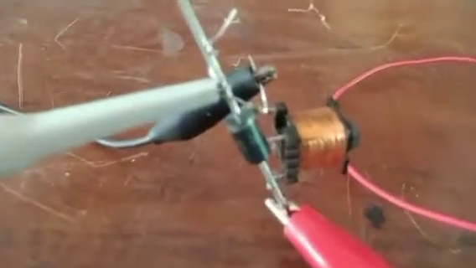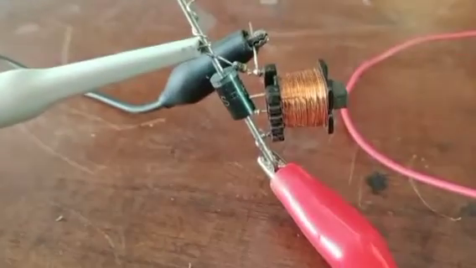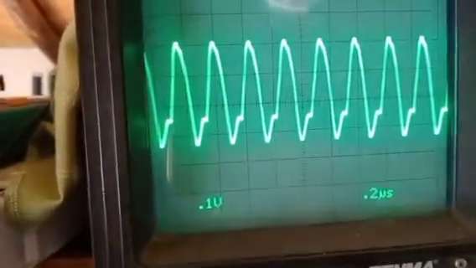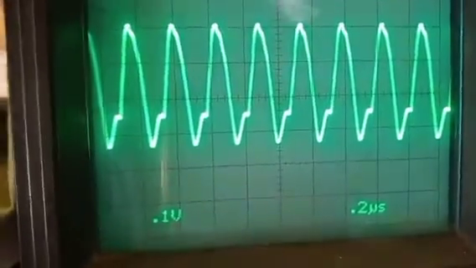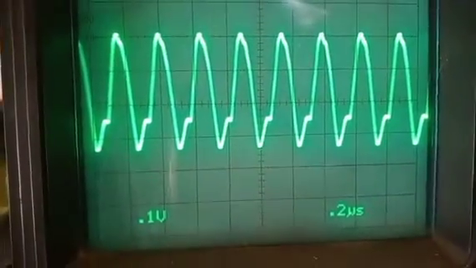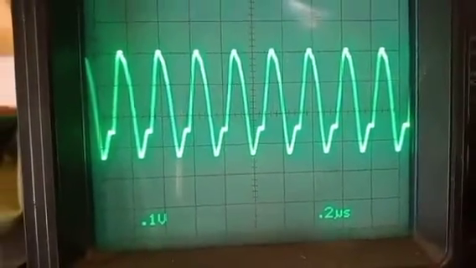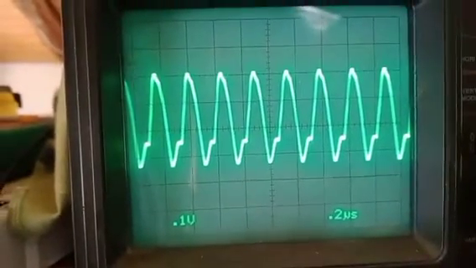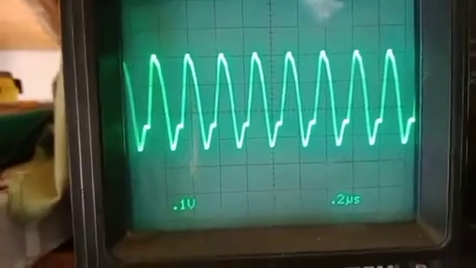Okay, here the last one with a Schottky rectifier. See the scope? It's the same. So I believe it's the size of the silicon chip inside the diode which makes the difference.